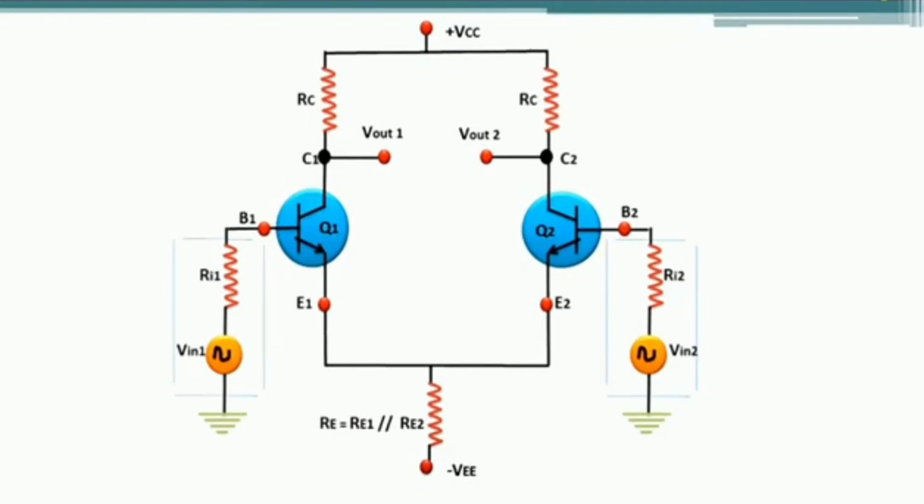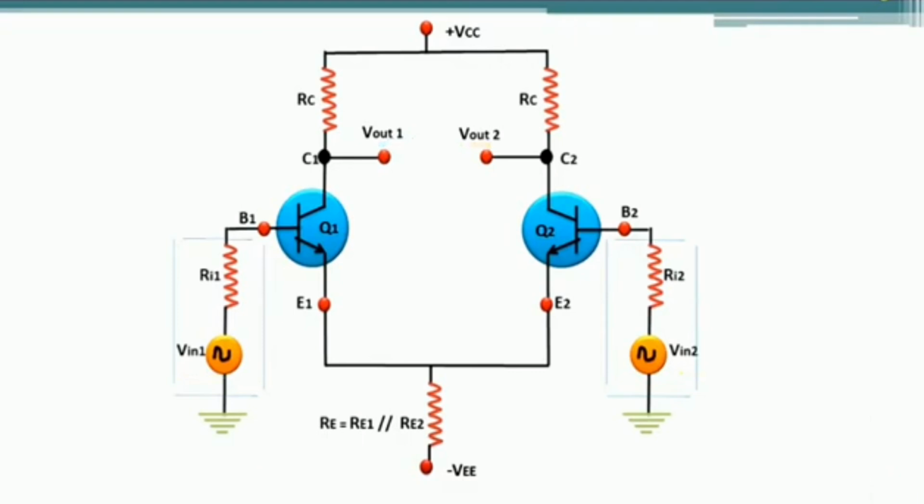So this is the previous differential amplifier circuit we have discussed. Here we have two input signals, Vin1 and Vin2, and two output signals, Vout1 and Vout2. Since two input signals are there, we can call this differential amplifier dual input, and across the two outputs we obtain the output signal. That's why this circuit is named a dual input balanced output differential amplifier.